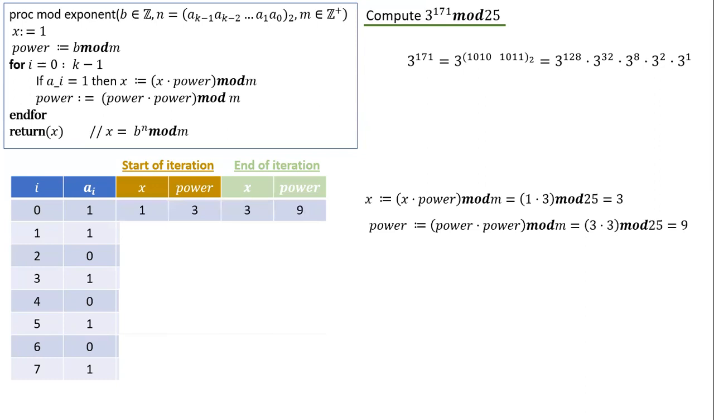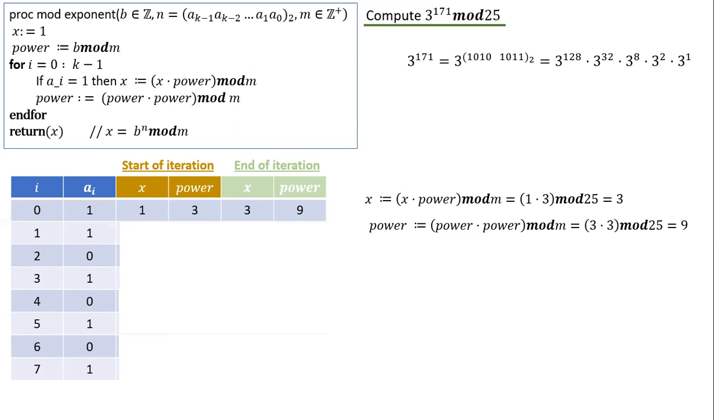So running at the start of this, x is 1, power is 3. Now the important thing to track as we run through here is whether or not we trigger that if statement. If a sub i is equal to 1, then we assign x to be x times power mod m. In this case, a sub 0 is 1, right? So the first binary digit is a 1. So x is assigned 1 times 3 mod 25, which is a 3.